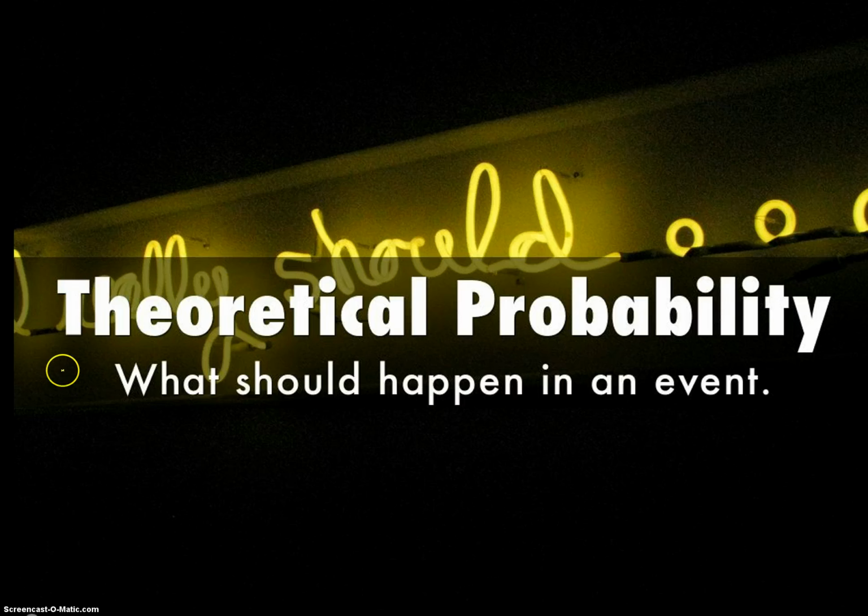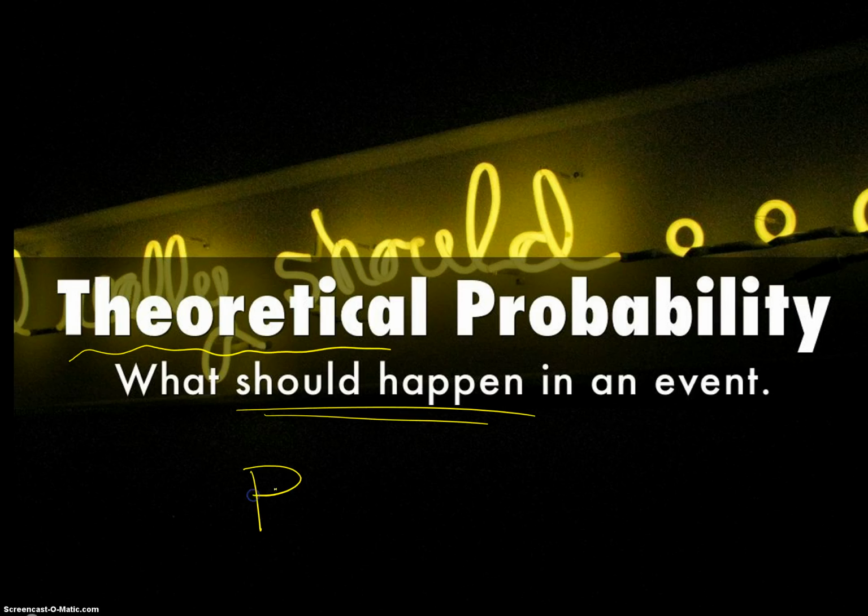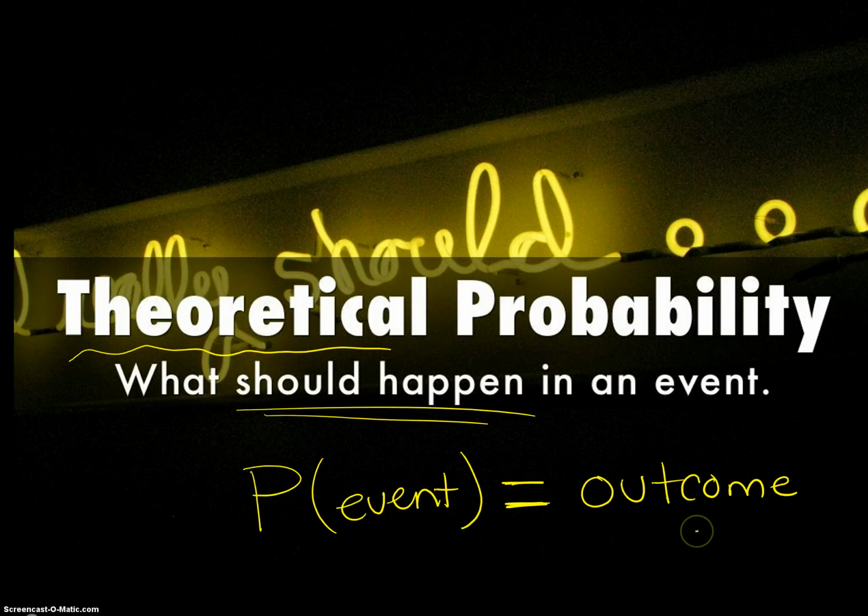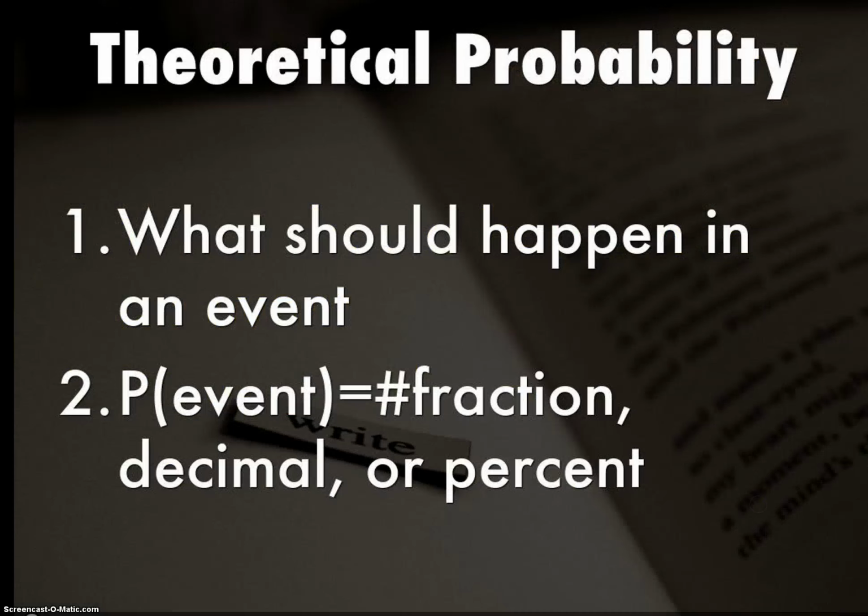Theoretical probability is what should technically happen in an event. You still write it as a fraction, decimal, or percent, and you still denote it as a probability of your event. But in this case it is what should happen, so you have an equal sign and then your outcome. And your outcome, again, can be a fraction, decimal, or a percent. So write down the notes, pause the video, what should happen in an event, and then probability of an event if you need this. This is a repeat. If you need it, write it down. Probabilities can be fractions, decimals, or percents. Theoretically, it's what should happen.